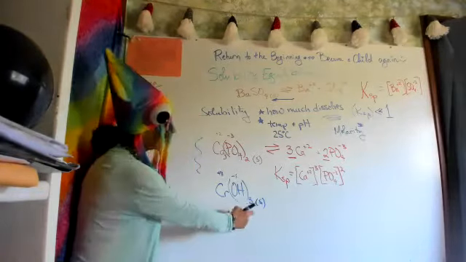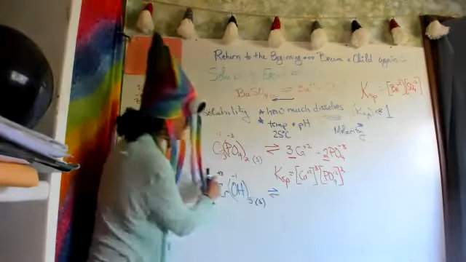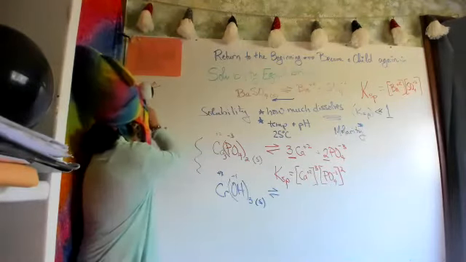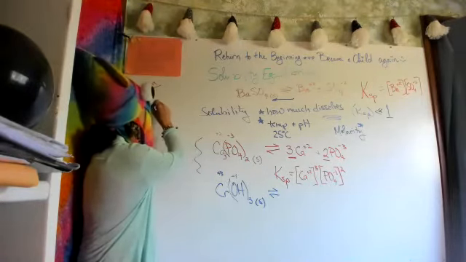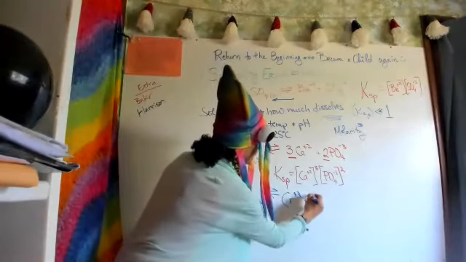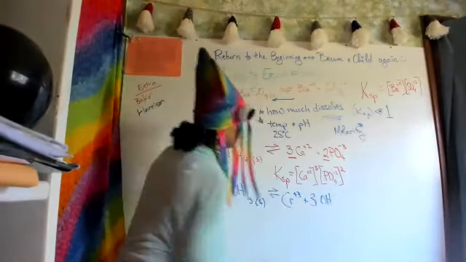All right, write your little solid. And again, the +3 came from the Roman numeral 3. So that is just with transitions. Calcium, 1As and 2As, we never put Roman numerals. All right, so on this side, we get chromium to the +3 and 3 hydroxides. And then you write your KSP.